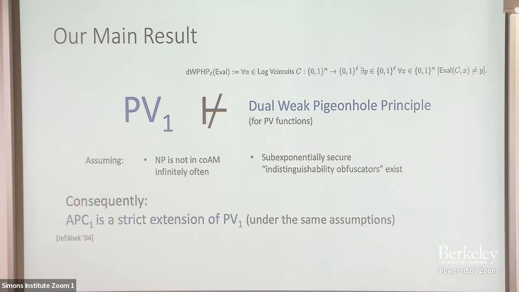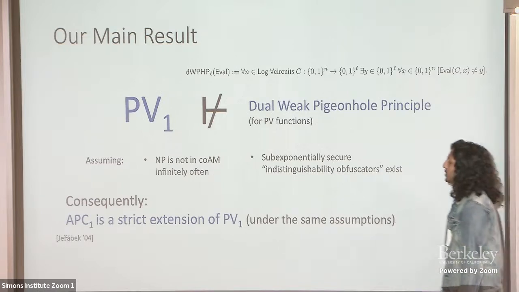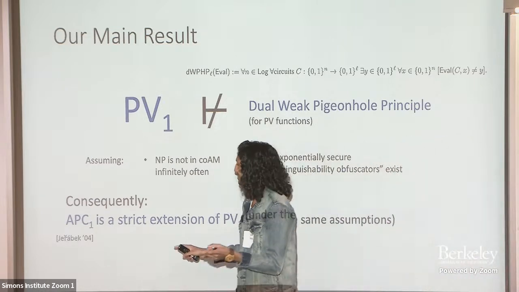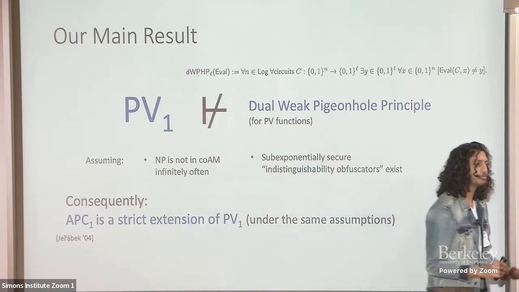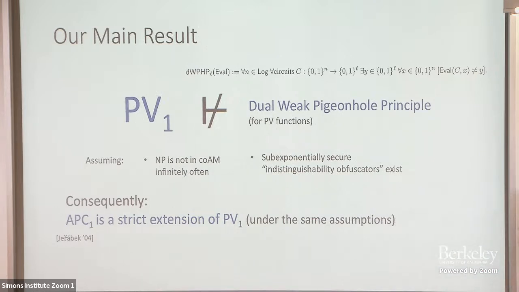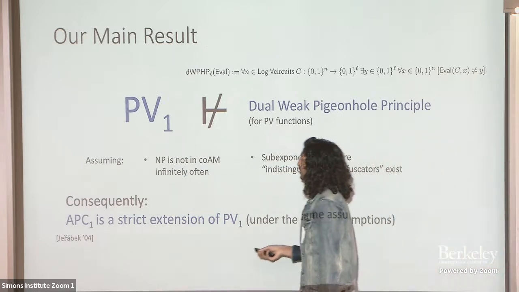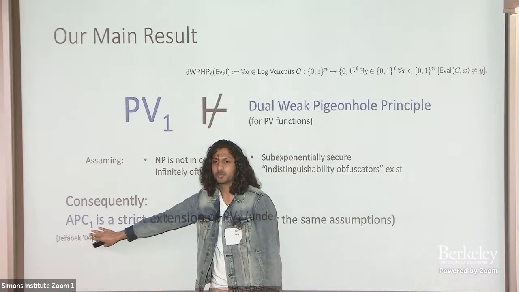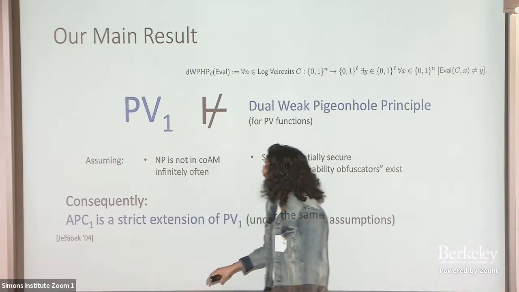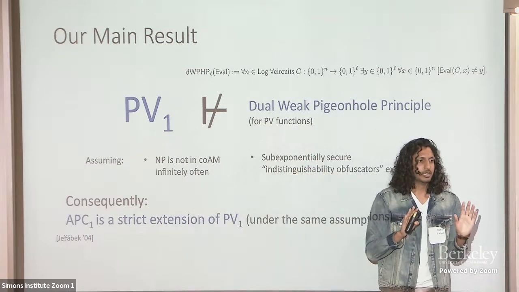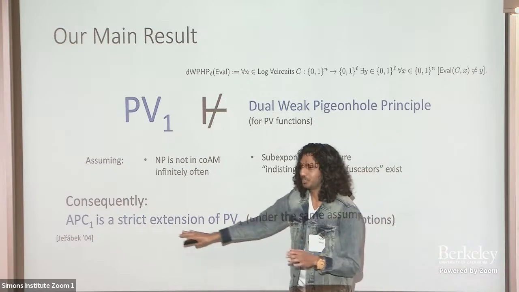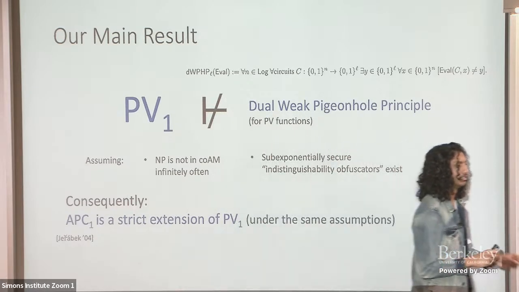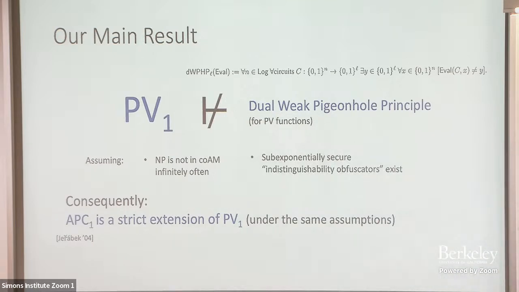And as a corollary, or pretty much directly, you get that APC1, whatever that is, Igor defined it in his last talk, is a strict extension of PV1. And why this is interesting is, as Igor mentioned in his talk, this class informally corresponds to probabilistic polynomial time reasoning. This class informally corresponds to polynomial time reasoning. So you might think, P equals BPP, so maybe these two things are the same. But in fact, under these assumptions, they're different.